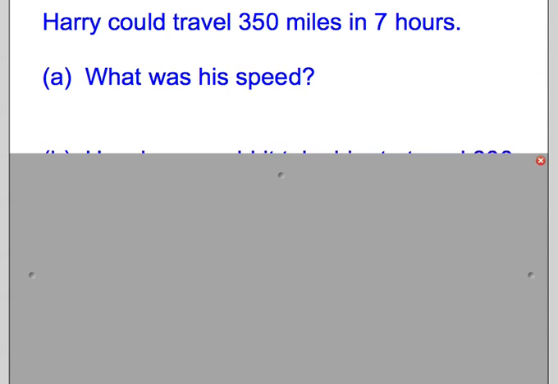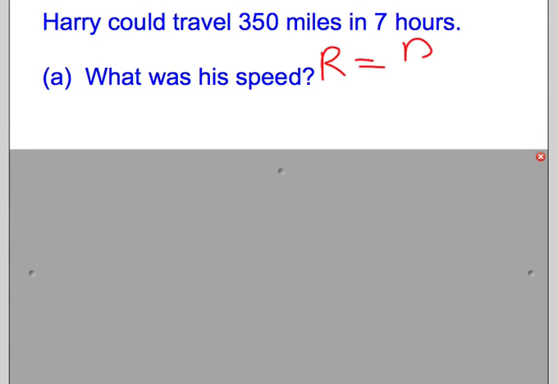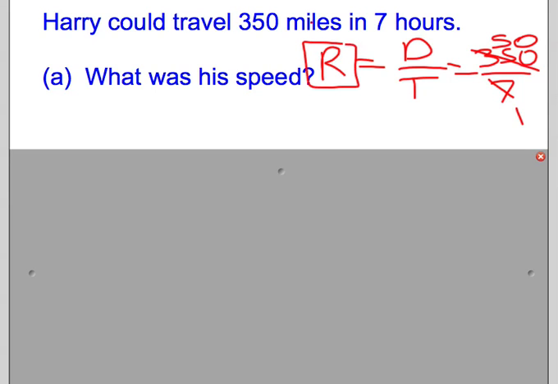Harry could travel 35 miles in 7 hours. I'm going to go ahead and leave that there. All right. So what was his speed? So our speed we said was rate. Rate is equal to distance over time. The distance is 350. Time is 7 hours. Hopefully you guys can look at this. 7 divided by 7 is 1. 35 divided by 7 is 5. And then we have the 50. And we're talking about rate in miles per hour. So that's going to be 50 miles per hour, MPH, miles per hour.